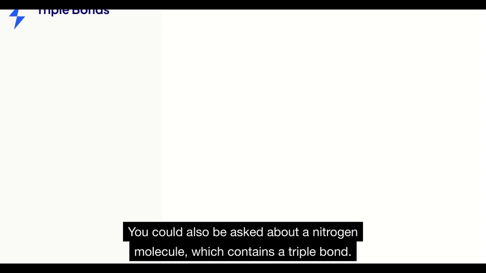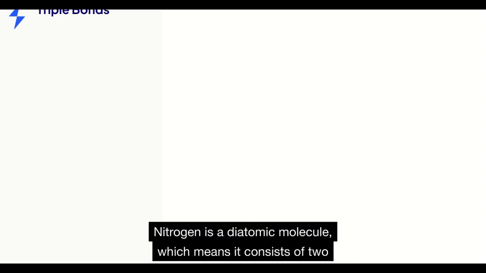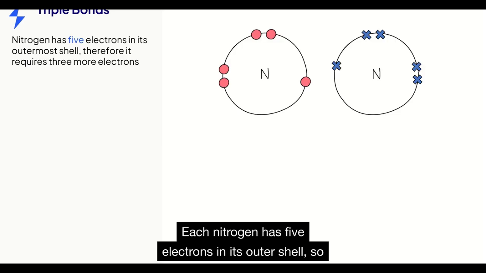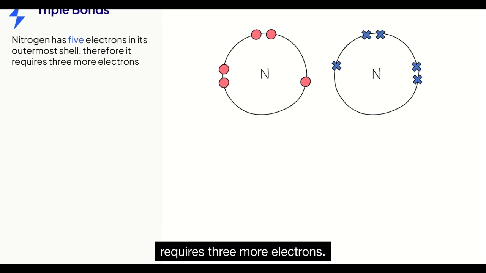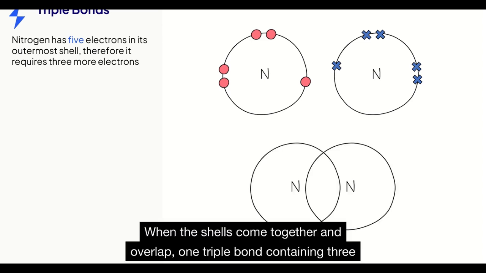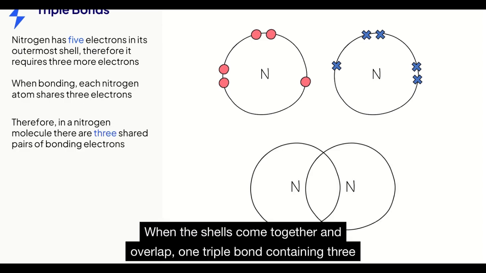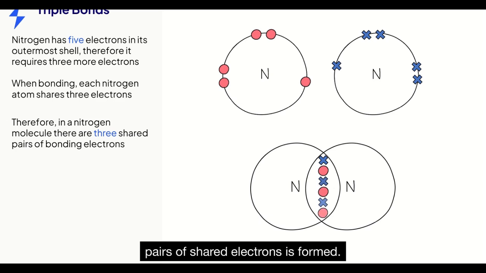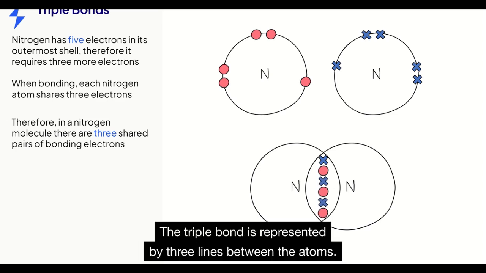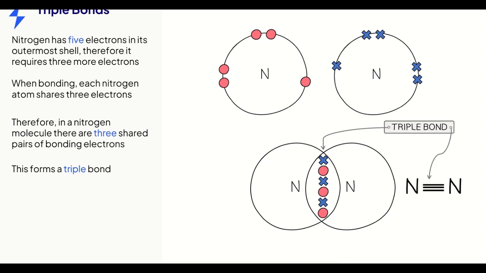You could also be asked about a nitrogen molecule which contains a triple bond. Nitrogen is a diatomic molecule, which means it consists of 2 atoms covalently bonded together. Each nitrogen has 5 electrons in its outer shell, so requires 3 more electrons. When the shells come together and overlap, one triple bond containing 3 pairs of shared electrons is formed. The triple bond is represented by 3 lines between the atoms.